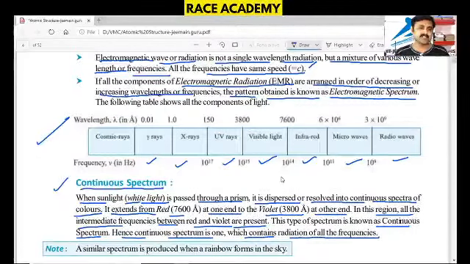What is visible light? Visible light, when passed through a prism, is dispersed or resolved into a continuous spectrum of colors. The colors extend from red to violet, whatever we are able to see. A small example is that a similar spectrum is produced when a rainbow forms in the sky. That is the best example.